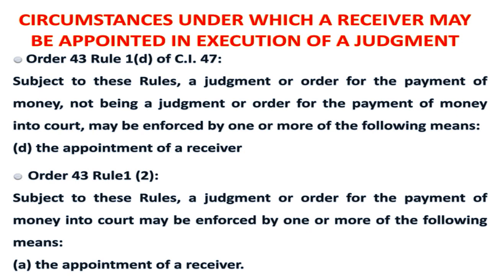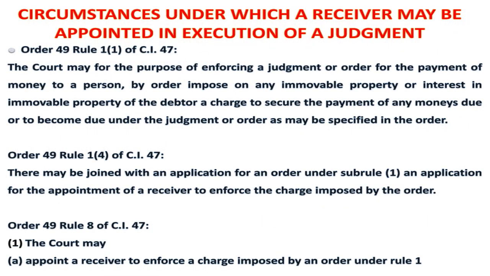So we've seen two ways so far. One way we saw was under Order 43 Rule 1(d). That is enforcing a judgment for the payment of money to a judgment creditor, which is not payment into court. You can appoint a receiver. Second instance, enforcing a judgment for the payment of money into court. You can also appoint a receiver. What is the third circumstance under which you can appoint a receiver? We dealt with it already. That is for the purpose of enforcing a charge created pursuant to a charging order.